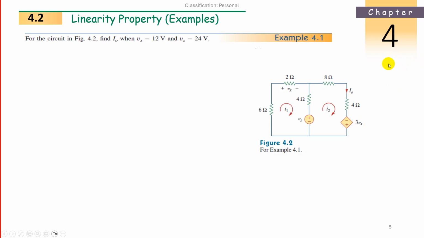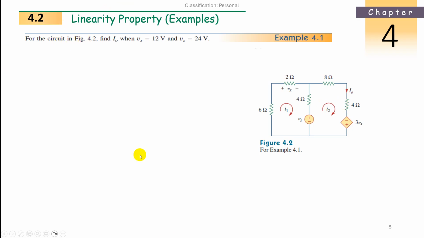We have four types of dependent sources, right? Voltage controlled voltage source, voltage controlled current source, current controlled current source, and current controlled voltage source. So here, based upon the diamond shape with plus and minus given, it is a voltage source. And based upon the value, the quantity it depends on, that is voltage Vx here, it is a voltage controlled voltage source.